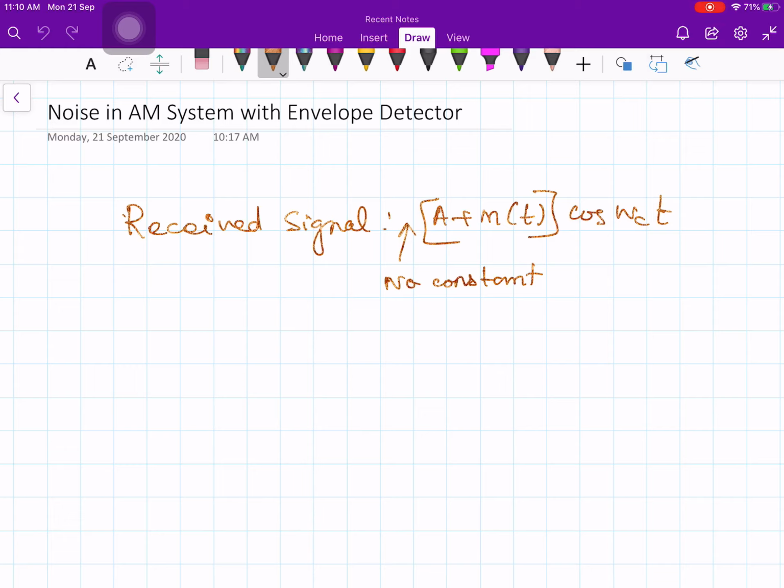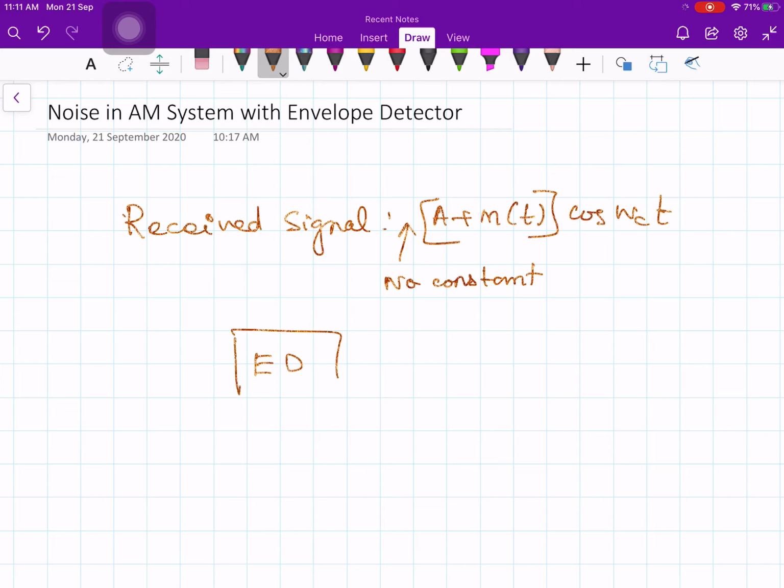So now how should I proceed? Before actually proceeding, let us do some simple calculations. Very briefly, what should be the process now? Because at the receiver we are not going to multiply by cos omega c t or root 2 cos omega c t. We have to do envelope detection. So what kind of mathematics should we do now? The output of the envelope detector is the envelope of the modulated signal.